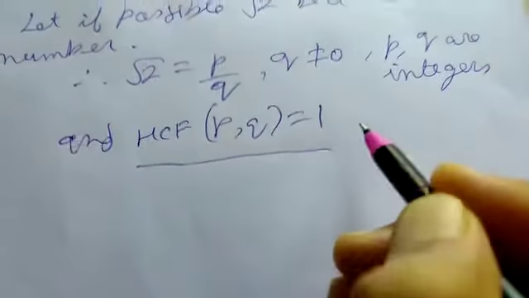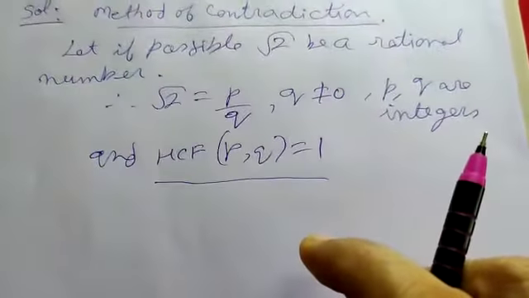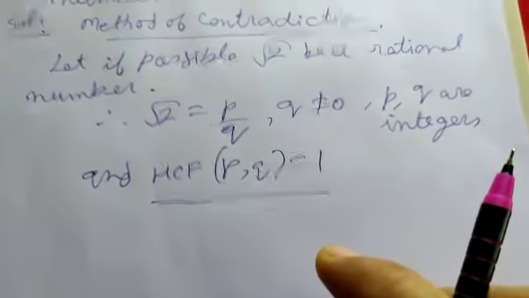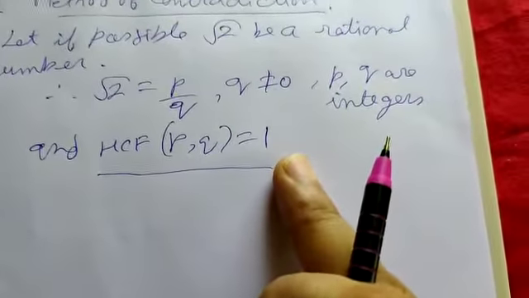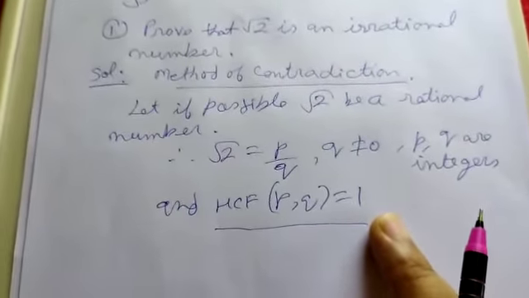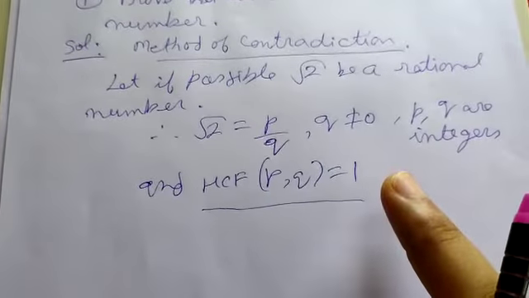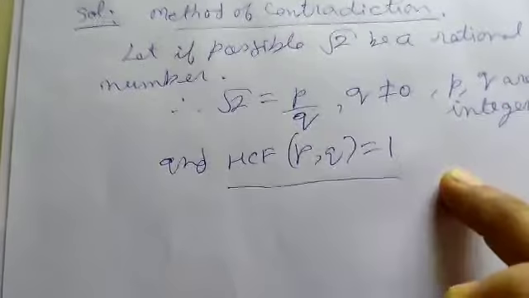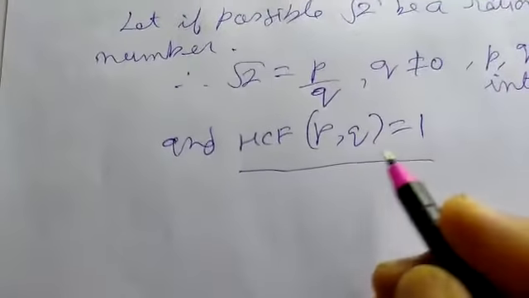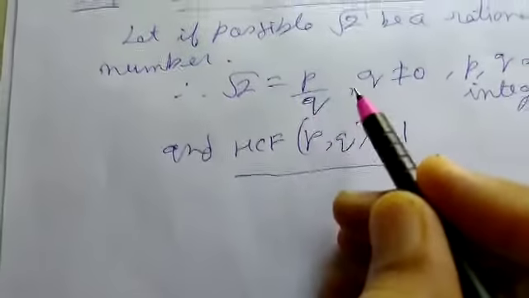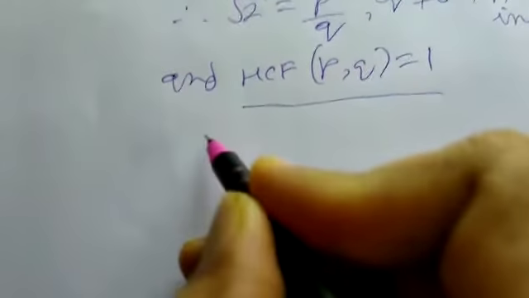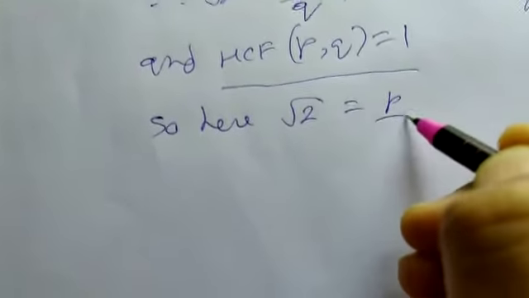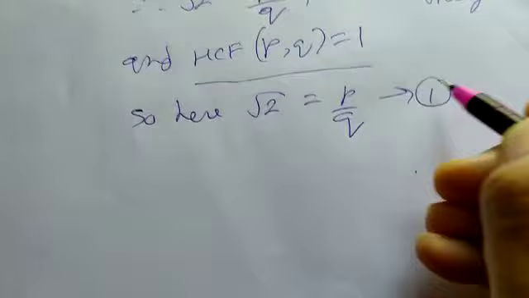This is a very important condition, because whenever we write any fraction, we write it in the least form, the simplest form. Therefore, unless you write that HCF of p and q is 1, your proof will remain incomplete. So do not forget to write that HCF of p and q is 1. Now, root 2 equal to p by q. Give it equation number 1.